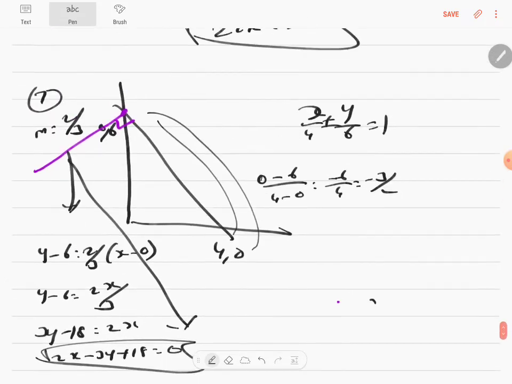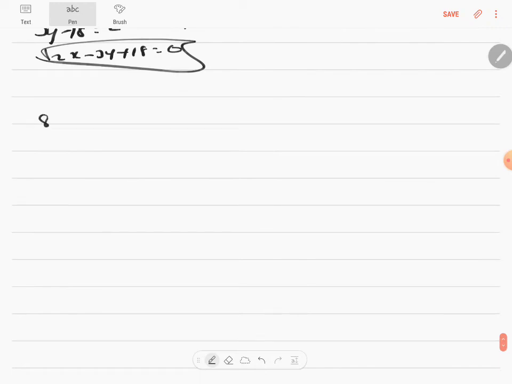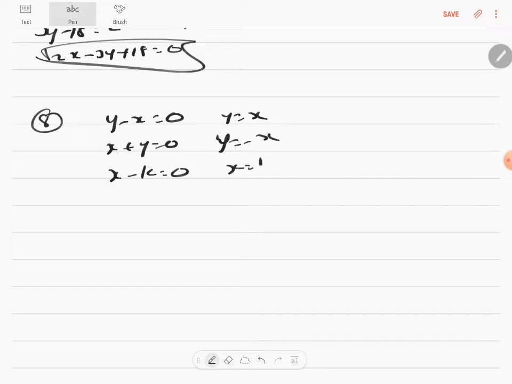Okay, so let's go to the next question. It's the eighth question. Find the area of the triangle formed by the line y minus x is equal to 0, x plus y is equal to 0, x minus k is equal to 0. This means y is equal to x. This means y is equal to minus x. This means x is equal to k, a line parallel to the y-axis, as you know.